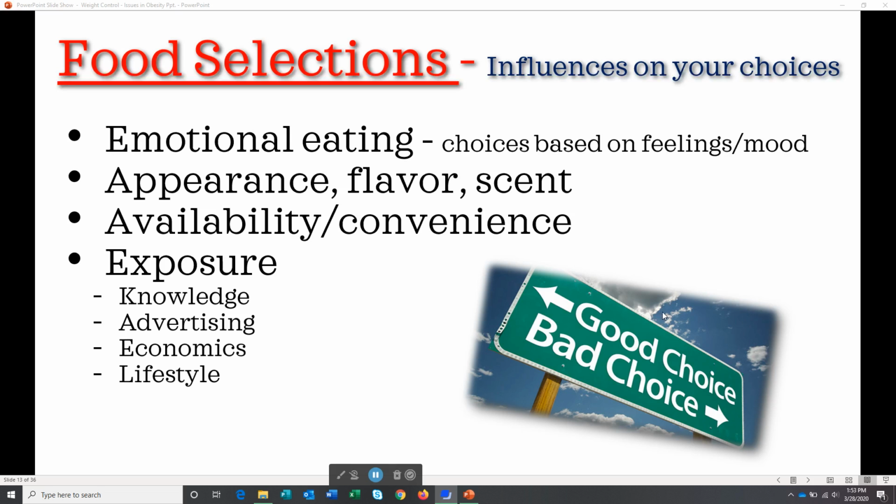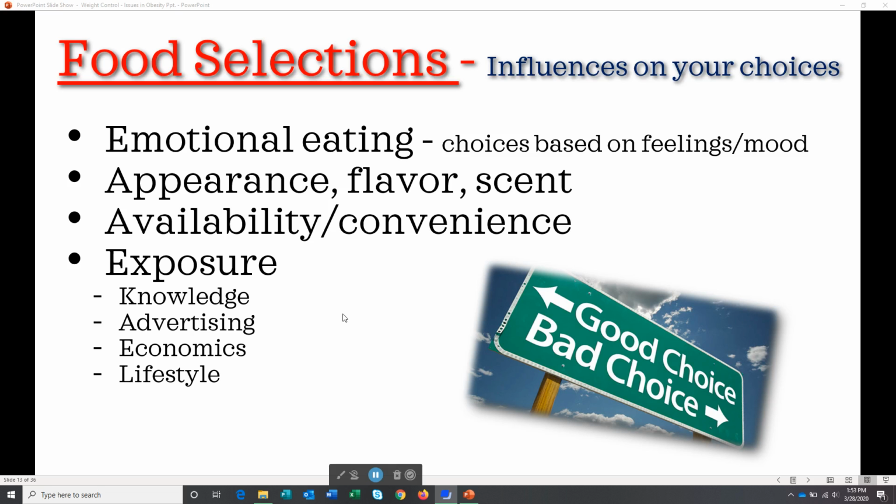We eat for emotional reasons. Whatever mood or feelings are going on in your head that moment, that's what you tend to go to. Food, the appearance, the flavor, does it taste good? Does it smell good? And you know from your past that it does, and you eat and don't pay attention to the consequences of eating high fatty foods.